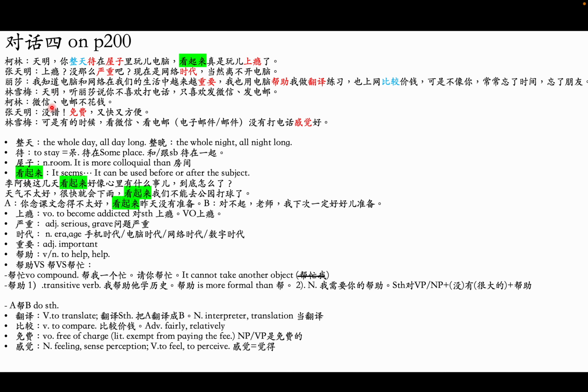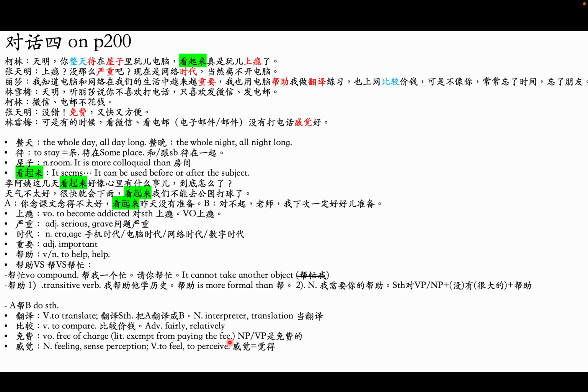柯林说，微信电邮 or 邮件不花钱。You don't have to pay for WeChat or email. 没错，免费，又快又方便。That's right. They are free, quick, and convenient. 免费 means free of charge. Literally it means exempt from. 免 is exempt from paying the fee. 费 we know is the fee.